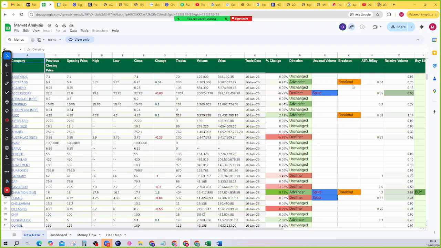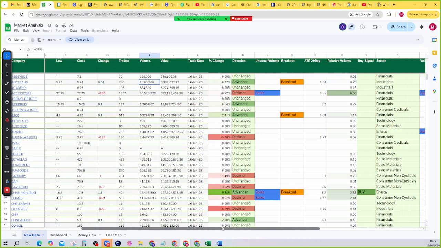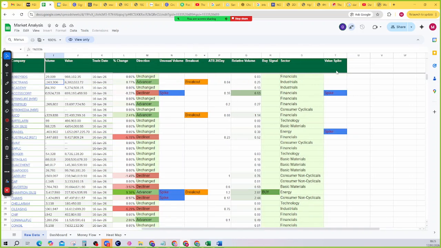So did it break out? I've explained breakout before. Then 20 days average. This one is ATR, average true range for 20 days. This one is the relative volume I was trying to explain the other time. This relative volume is taking the volume of this stock with respect to the total volume for the day. So that is what that one tracks. Then okay, this is the sector. Then value, I just included this one recently because I want to know which one has higher value.